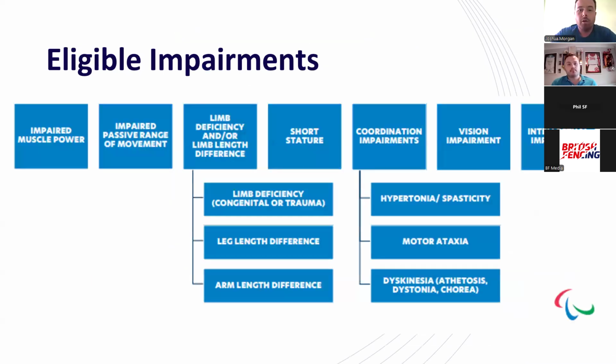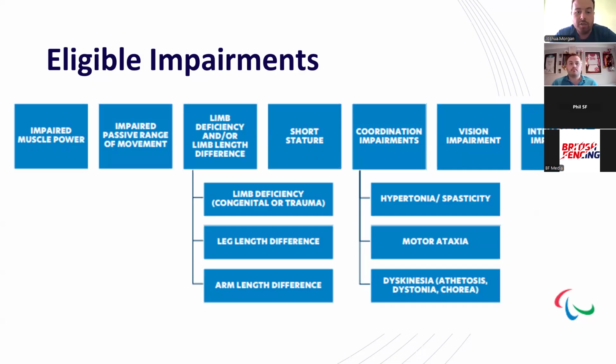So a key area within the code is setting out the eligible impairments. In Paralympic sport, there are 7 eligible impairments: impaired muscle power, impaired passive range of motion or movement, limb deficiency and/or limb length difference, short stature, coordination impairments, visual impairment, and intellectual impairment. And as you can see on the diagram, there are also some subcategories underneath a couple of those impairments, just to give a little bit more detail and context around what is included in those eligible impairments.